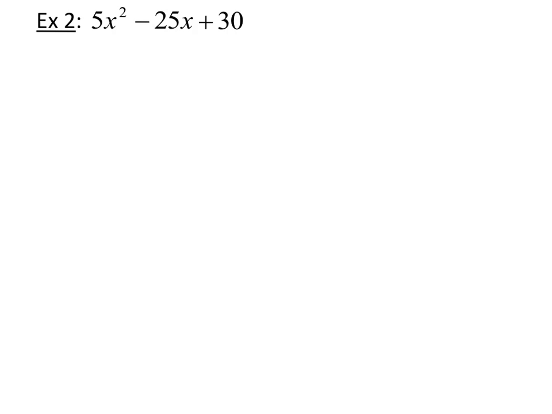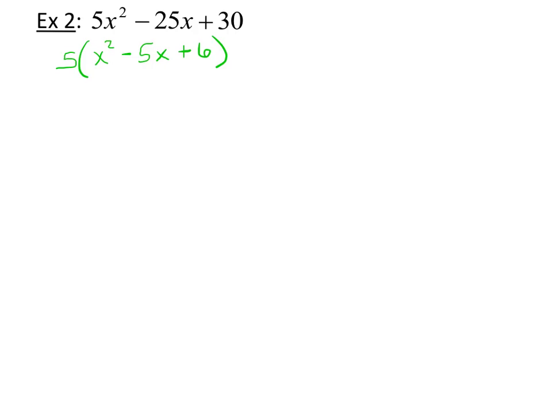Once again, I've got a trinomial, which means I want to look for a GCF first. I know I can't pull out a variable because we have an x squared and x, but there is no x over here with the 30, so I know I can't pull out a variable. But 5, 25, and 30, well, they all divide by 5, and it leaves x squared minus 5x plus 6.